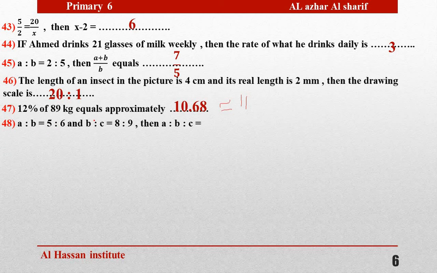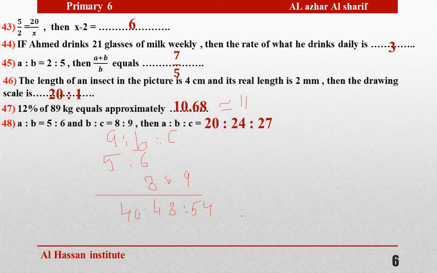A to B equals 5 to 6, and B to C equals 8 to 9. Then A to B to C equals space. A to B equals 5 to 6, and B to C equals 8 to 9. So 6 times 8 equals 48. 6 times 9 equals 54. 8 times 5 equals 40. So by simplifying, it becomes 20 to 24 to 27. Okay?